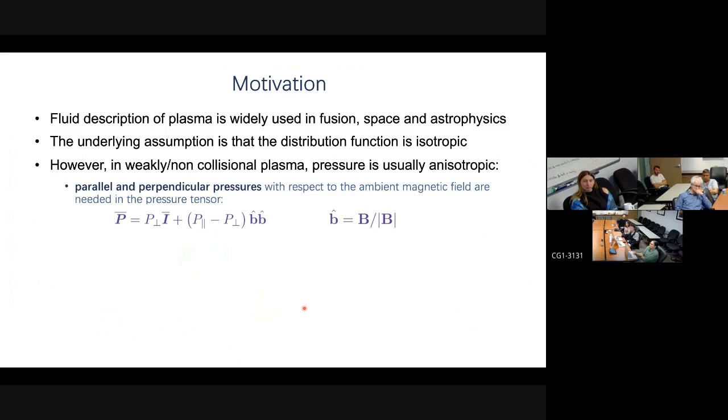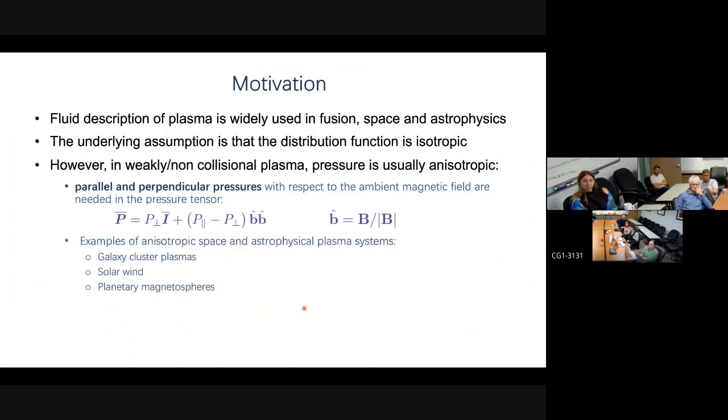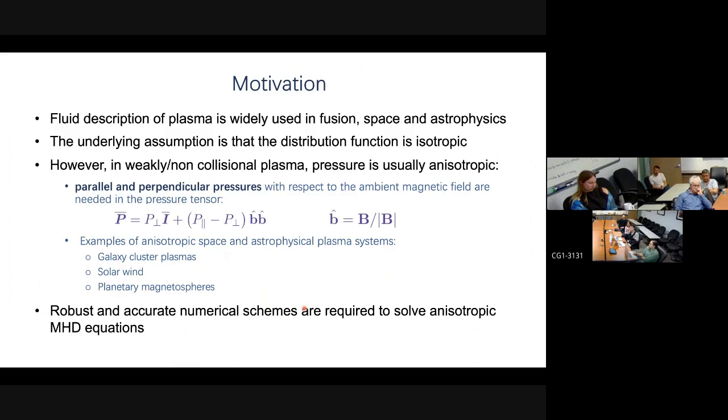So the b-hat here is the unit vector of the magnetic field. And there are some examples of anisotropic fluids in astrophysical plasma systems, for example the galaxy cluster plasmas, the solar wind, and also planetary magnetospheres. So we want to develop a robust and accurate numerical scheme to solve anisotropic MHD equations.